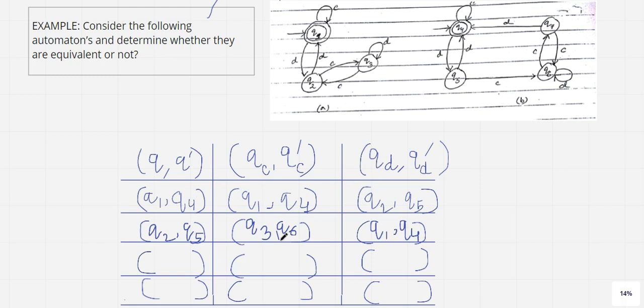Now what new state did we get after scanning here? We got a new state, Q3 Q6, correct? So we have to bring this Q3 Q6 over here. Now we have to look into the C input and the D input.